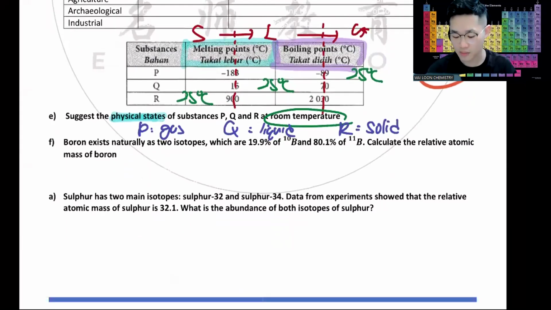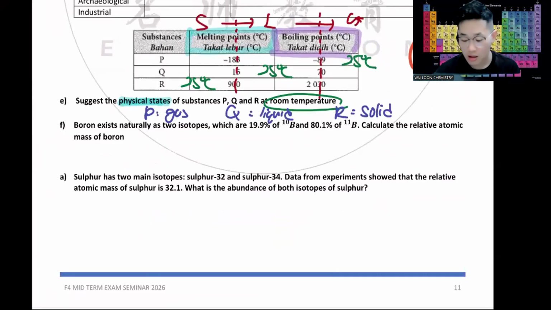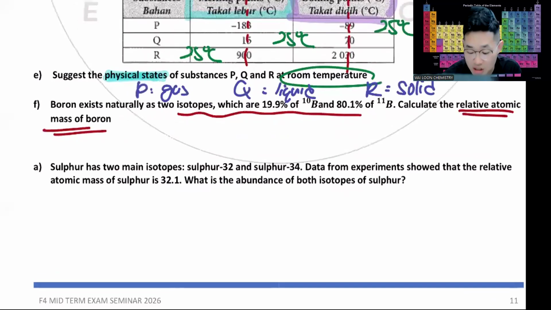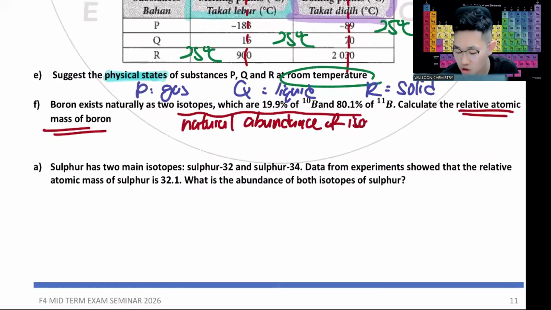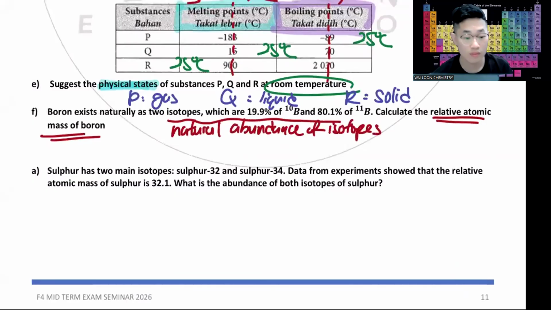All right, the easiest way. Here comes the one that I want to go through. In the first example, also for sure, there will be questions like this. Boron exists naturally as 2 isotopes, which are 19.9% of boron-10 and 80.1% of boron-11. Calculate the relative atomic mass. This information given is called the natural abundance of isotopes.